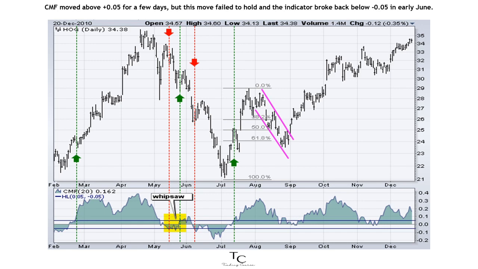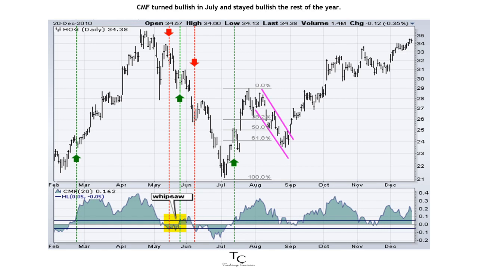CMF moved above plus 0.05 for a few days. But this move failed to hold and the indicator broke back below minus 0.05 in early June. Whipsaws are going to happen, especially during volatile periods or when the trend flattens.